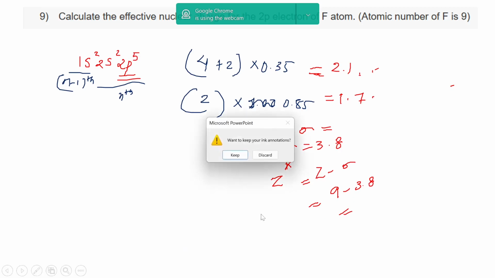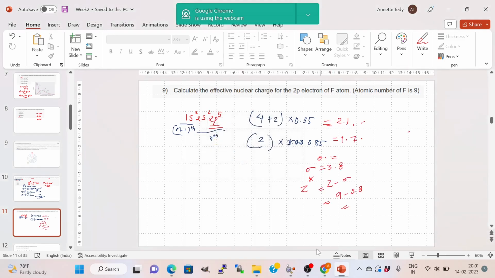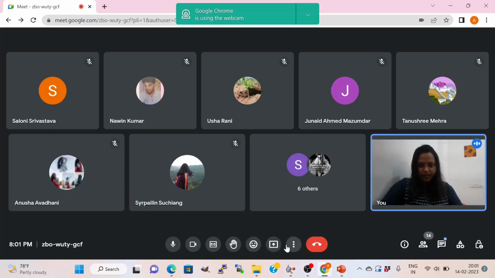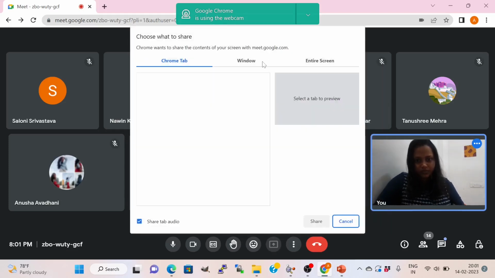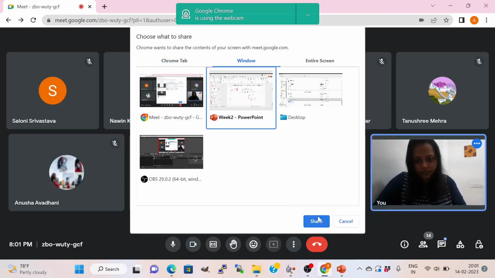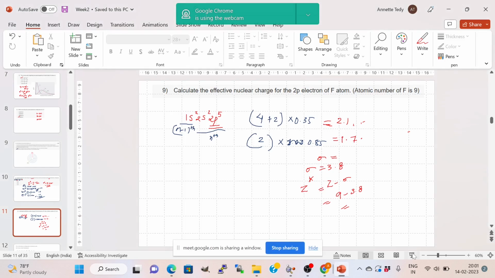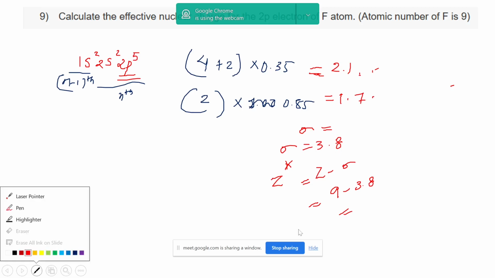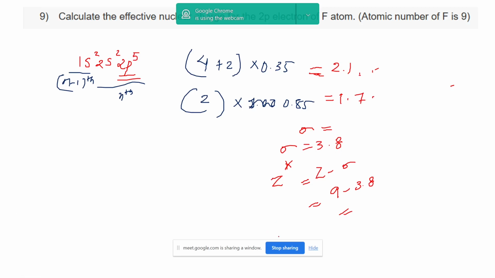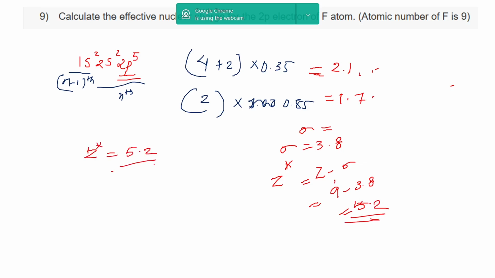Okay, did I stop sharing? One second. So the answer is 5.2. Z star is 5.2. Is it clear?